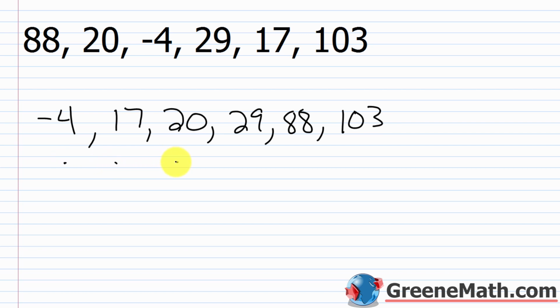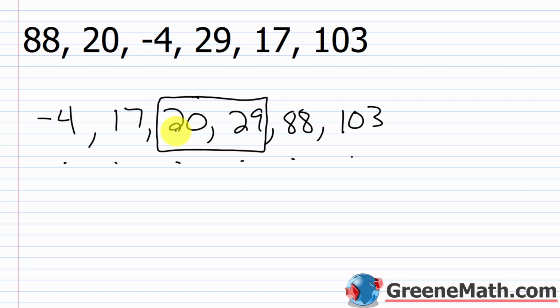We have 1, 2, 3, 4, 5, 6 numbers, so there really is no middle. So what we do in this scenario where we have an even number of numbers is we just take the average of the two numbers that are in the middle. So if I take the average of these two numbers, I would have two numbers that come before and two numbers that come after. Right? I'm just considering this the middle now. So what I want to do is find the average of 20 and 29.